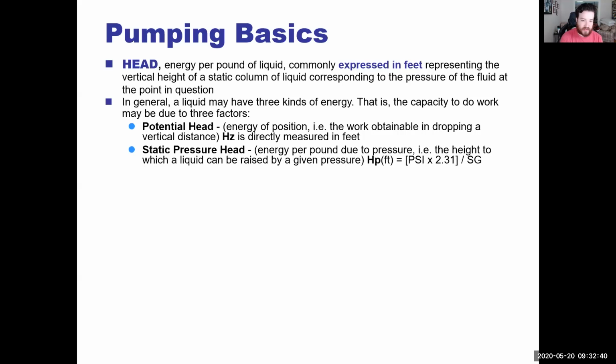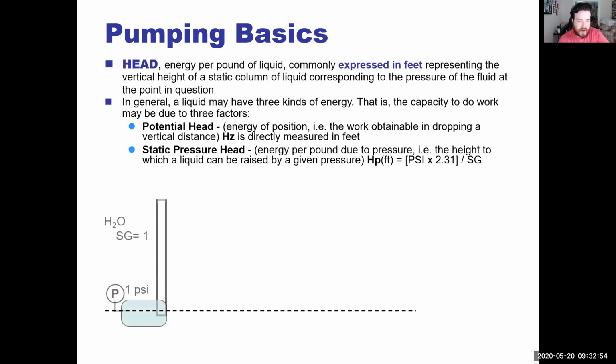So we have potential head. Potential head is the energy of position. It's the work obtained in dropping a vertical distance. Head is directly measured in feet. Then we have static pressure head. It's the energy per pound due to pressure, the height to which a liquid can be raised by a given pressure.